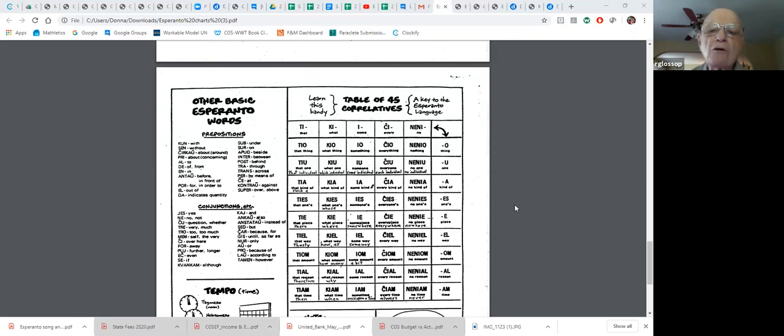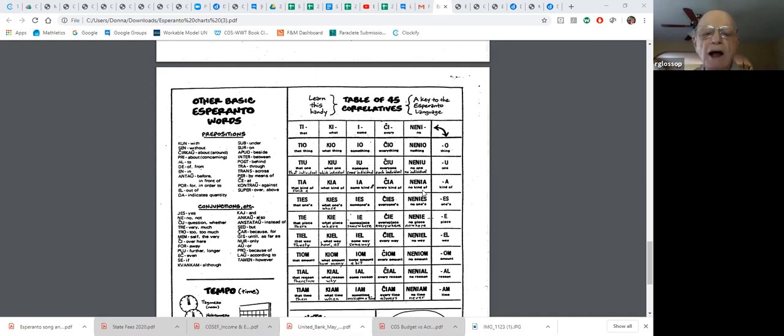The next line across, all are adjectives. So, they all end in A. So tia is that kind of thing. Kia is what kind of thing, I mean. Ia is indefinite, some kind of thing. Ĉia is every kind of thing. And nenia is no kind of thing.